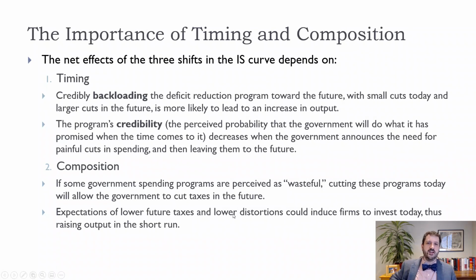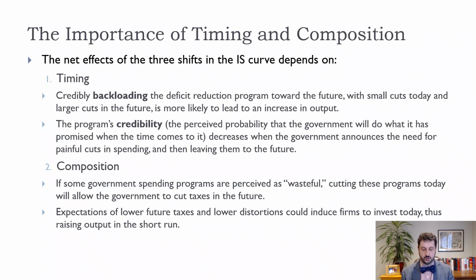So we want to think about what would go on, right? How should you reduce government spending and/or increase taxes? The first issue is timing, right? So credibly backloading. Backloading means doing more of the deficit reduction in the future might be better because it might have less of an effect on current output.